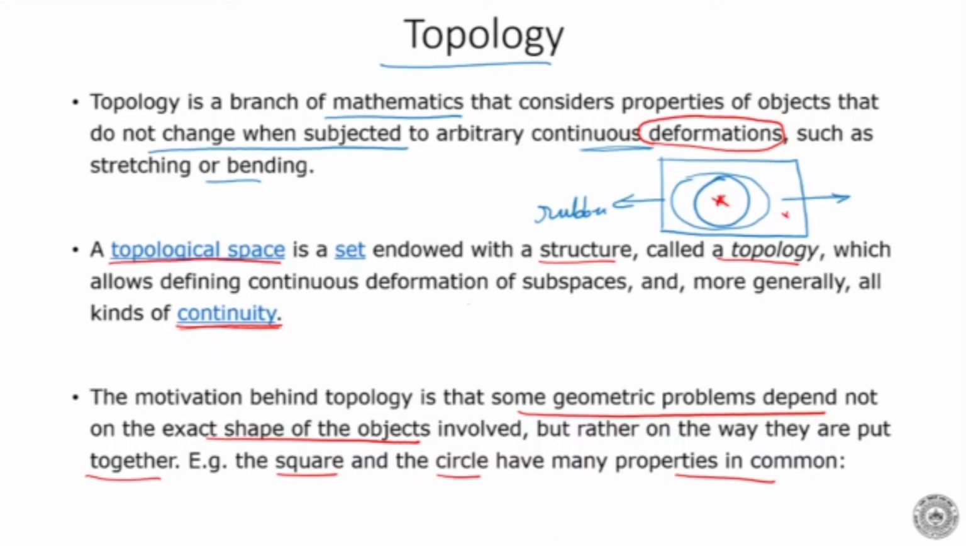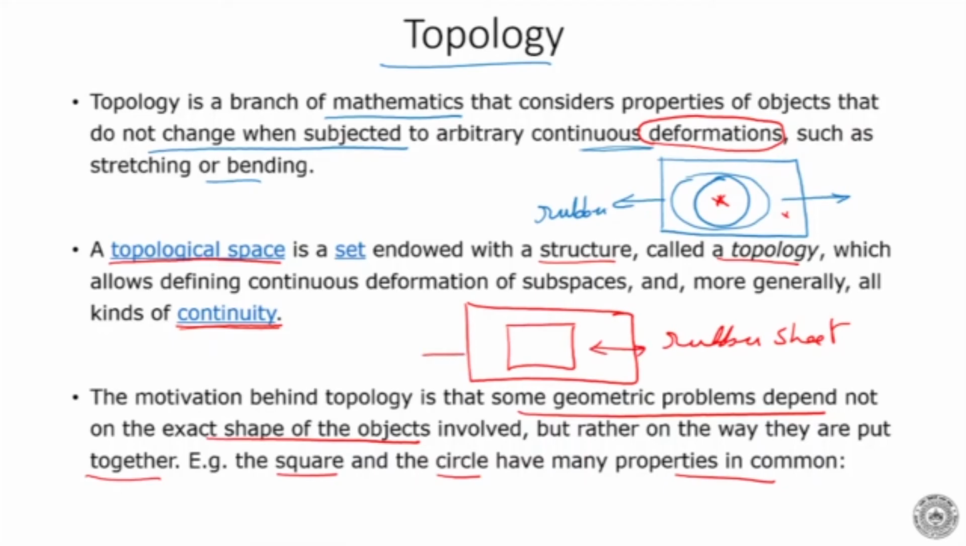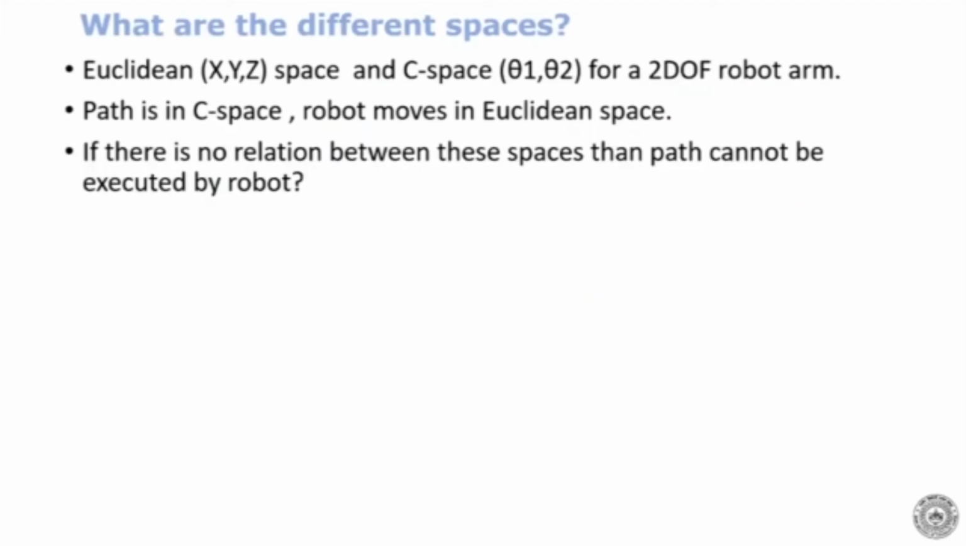For example, if I take this rubber sheet again, and I draw a square, and I subject it to deformations, I pull the rubber sheet, what will happen is a square is a closed curve, so it will remain a closed curve. Points which are inside will remain inside, they cannot come outside. So in a sense, a square and a circle are the same as far as topology is considered. They are topologically similar. Now this is useful in our case of path planning. We'll see as we go along how.